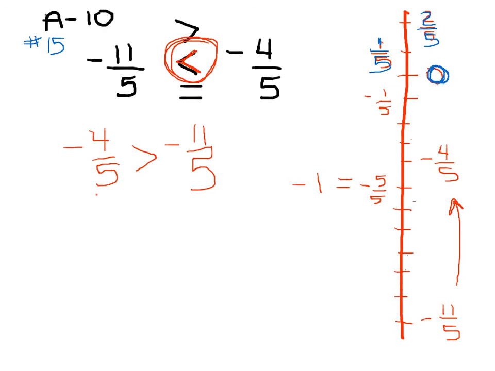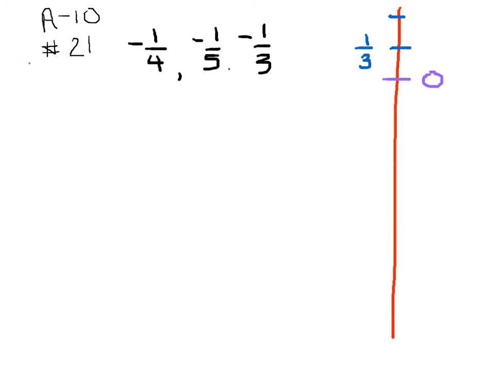That has to be true of any number when I put them on a vertical number line. And negative 4 fifths is above negative 11 fifths. Therefore, I know negative 4 fifths is the larger number. Okay? All right, there you go. That is the end of this one. So we'll move on to the next one. All right, so I'm going to do number 21 now.